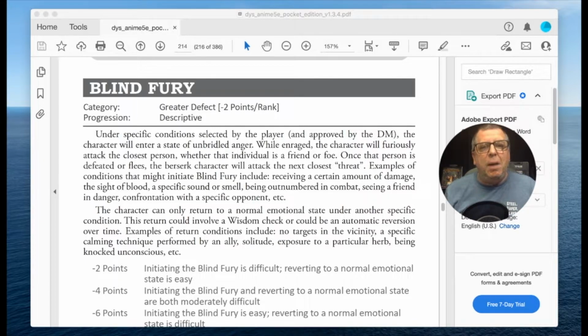Examples of conditions that might initiate Blind Fury include receiving a certain amount of damage, the sight of blood, a specific sound or smell, being outnumbered in combat, seeing a friend in danger, confrontation with a specific opponent, which could be like your nemesis. The character can only return to a normal emotional state under another specific condition, which I think of in, with the Hulk and Black Widow.